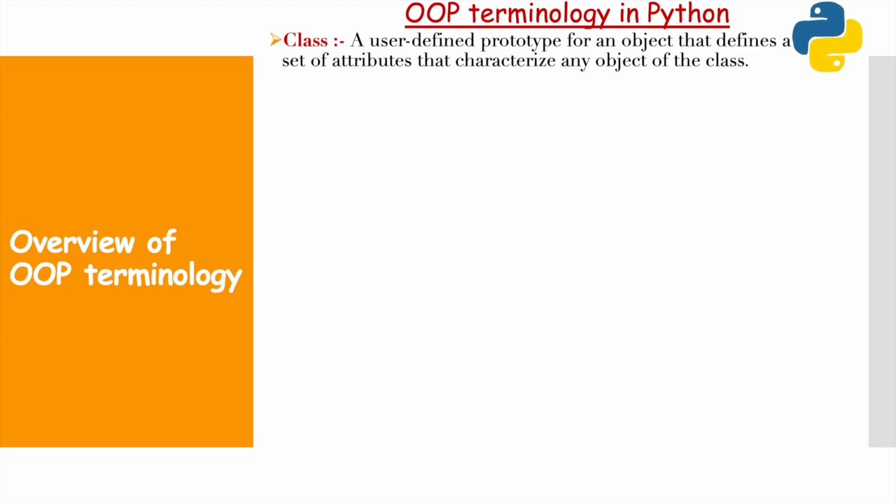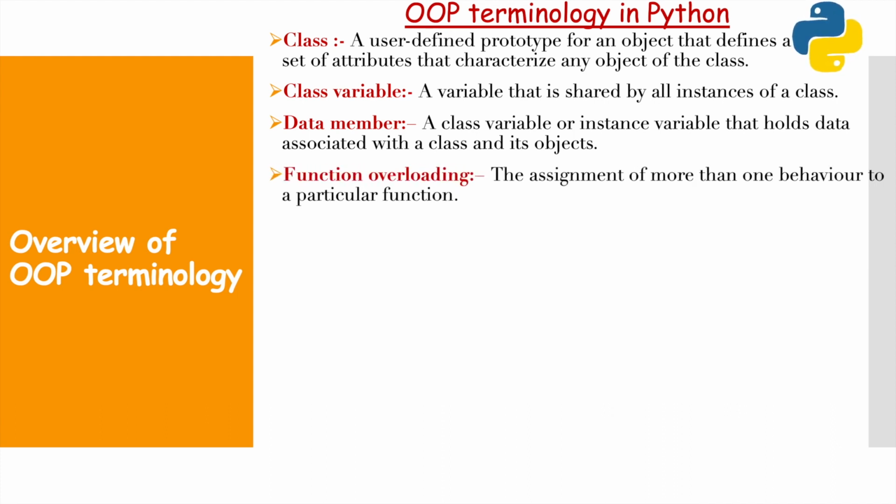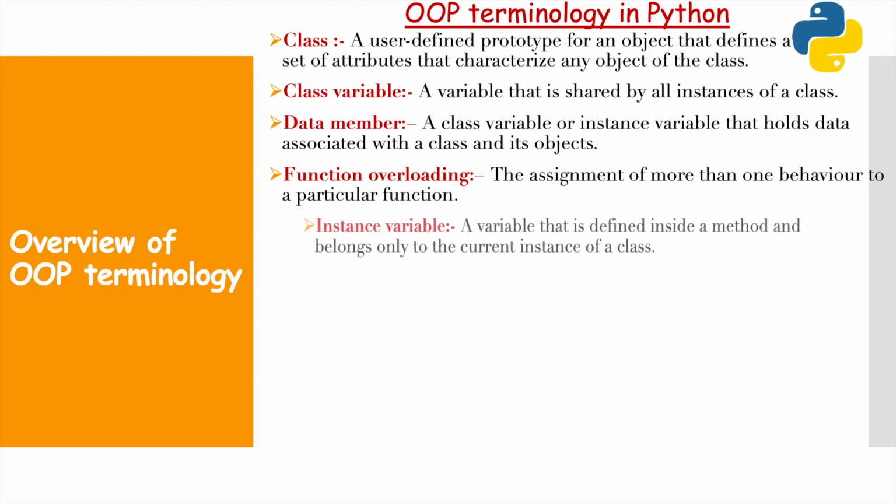So what is a class? A class is a user-defined prototype for an object that defines a set of attributes that characterize any object of that class. And what is a class variable? A variable that is shared by all the instances of a class. Now comes the data members. A class variable or instance variable that holds the data associated with a class and its objects. And function overloading. The assignment of more than one behavior to a particular function is known as function overloading.